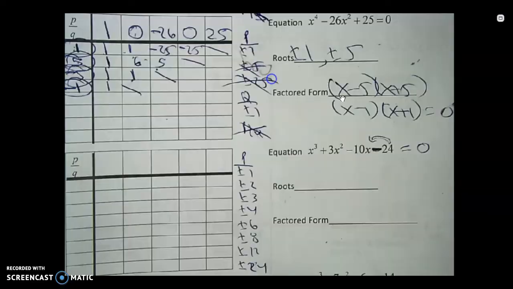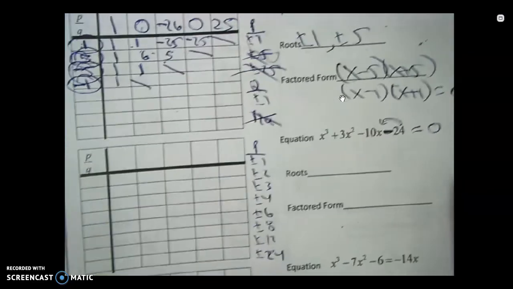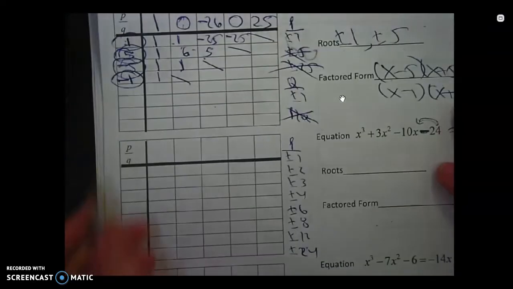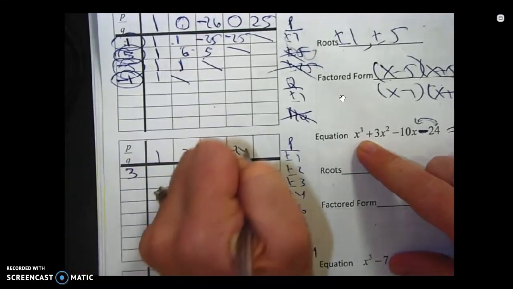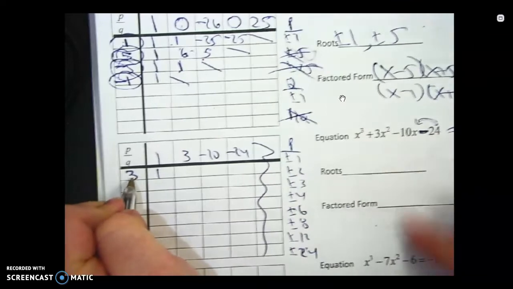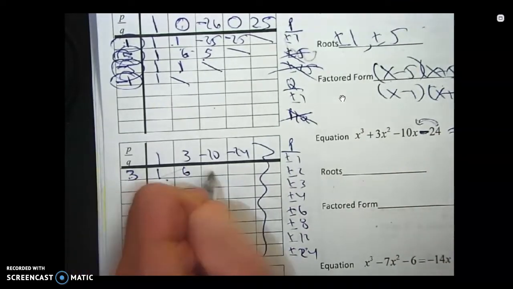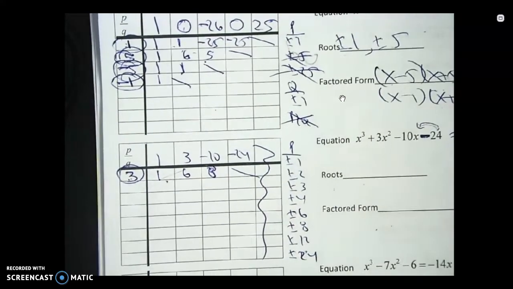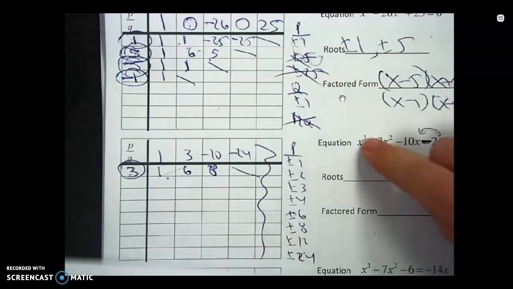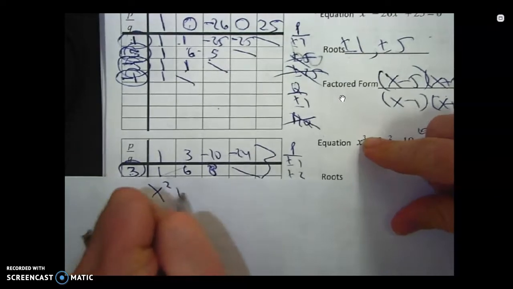So then I come over here and go, what was the number? I think 3 was one of them. So let me write 1, 3, negative 10, negative 24. Bring it down, this times this plus this. This times this plus this. Oh my gosh, it works. I had no idea. So then if you look, I had 3, I have 2 left.